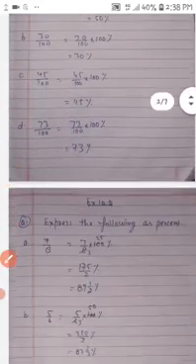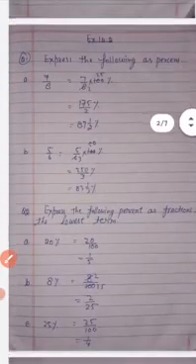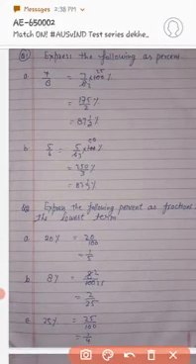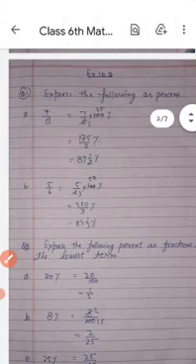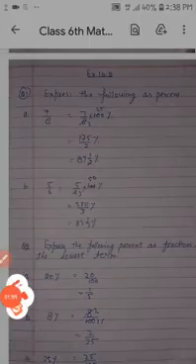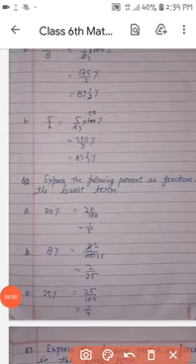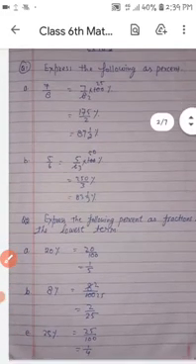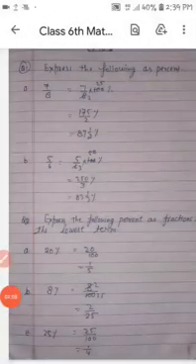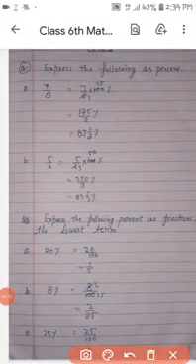Okay, children. Now go to exercise 10.2. Express the following as a percent. Next exercise, question number 1, express the following as a percent.